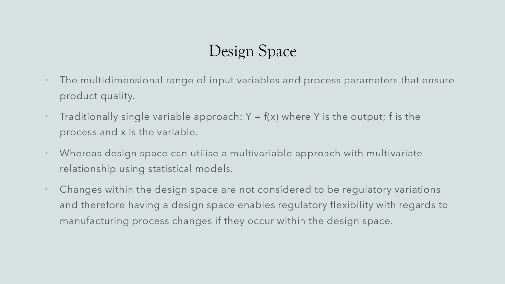And that's a very simplistic way of looking at it. Well, this is how I see it anyway. I'm pretty certain it's not like this in the ICH guidelines. But multidimensional is looking at a number of variables and process parameters to ensure your product quality. So for your design space, you will use a multivariable approach with multivariate relationships, and you will have statistics and models in order to justify and put forward your proposed rationale for your design space.